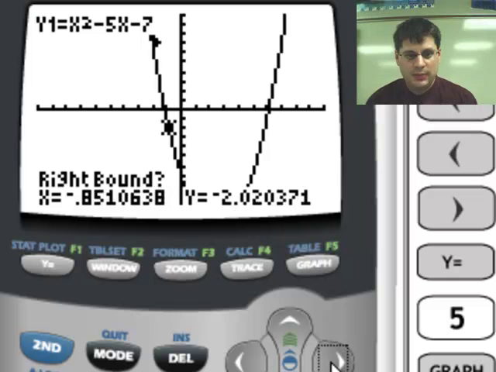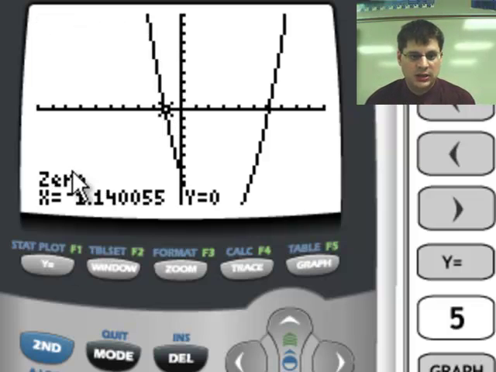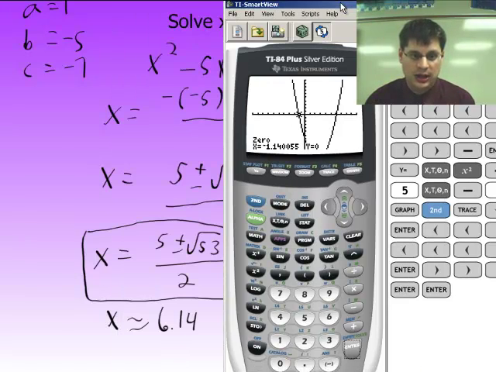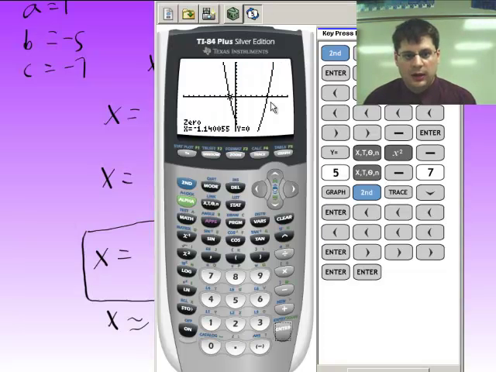And then I'm going to set my right boundary for where it's going to look. I go to the right of it, and my other arrow pops up. So it's going to look between these two boundaries for where y is equal to 0. And it gives me negative 1.14, which is one of our approximate answers, which I put over here.